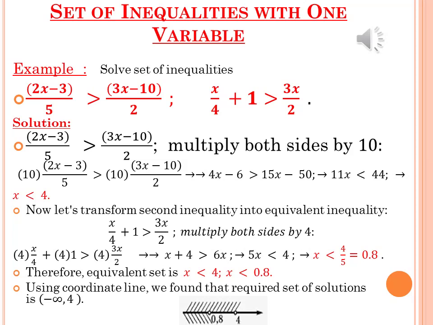So the solution is x less than 0.8. Here 0.8 is the left point, and x less than 4 over 5 is this point. The solution set is from negative infinity to 4 over 5.